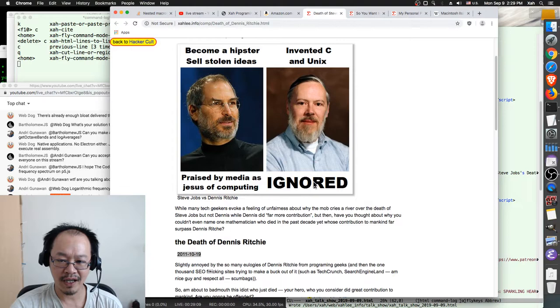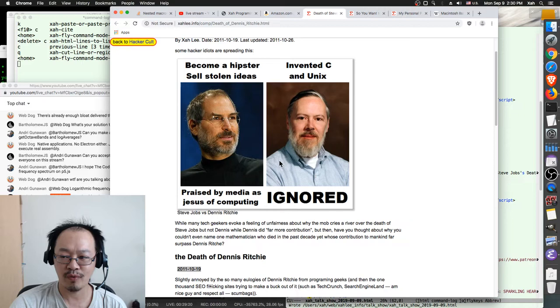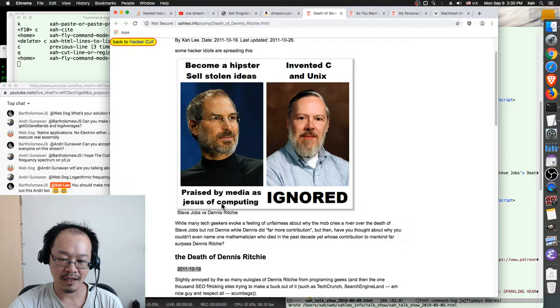Then you have this meme that went viral, like millions of shares. This picture went viral. It says: becomes a hipster, sells stolen ideas, Steve Jobs, praised by media as Jesus of computing. Then on the other side, inventor, invented C and Unix, Dennis Ritchie, ignored.